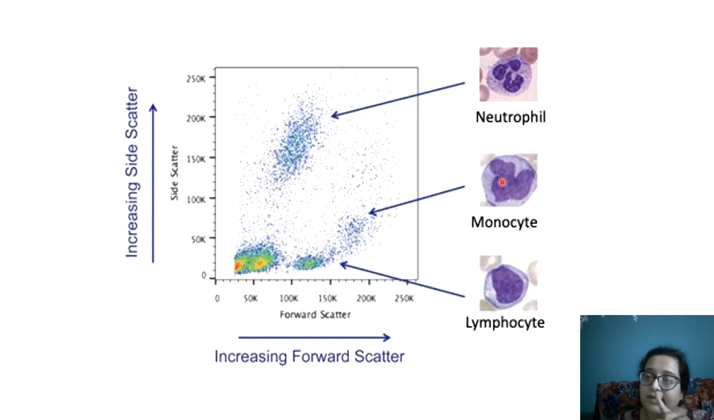A polymorph is smaller in size than a monocyte, so the forward scatter of a polymorph should be lesser, somewhere 100, 150K. But inside the cytoplasm, you get multiple lobes of the nucleus and coarse granules. So the side scatter should be more than that of a monocyte. So it should fall somewhere here. This is how a scatter plot works. This is what forward scatter and side scatter are.